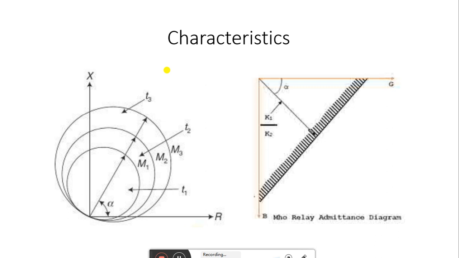So from today's class we have finished all distance relays. That is, the first one is the impedance relay, the second is the reactance relay, and the third is the mho relay or the admittance relay. Next we will discuss the further applications of distance relay in the case of static relay protection systems. So this is what this lecture was about.